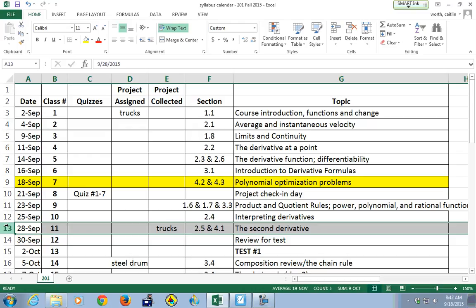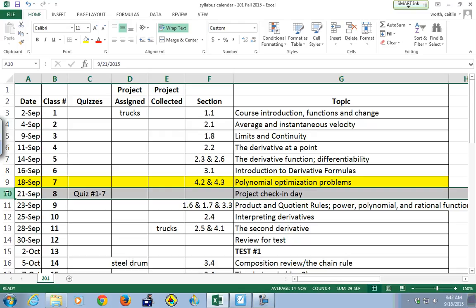And your project check-in day is this coming Monday. So you'll have a project check-in day to check in with your classmates, check in with me, get as much done as you can. And then from that point, you have a week until it's due.